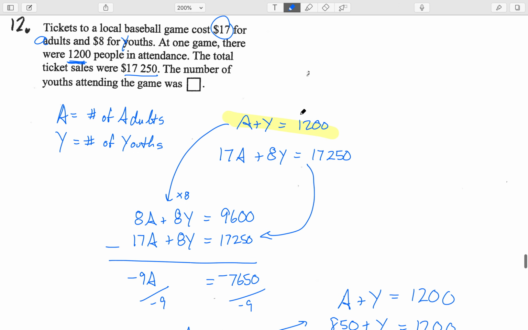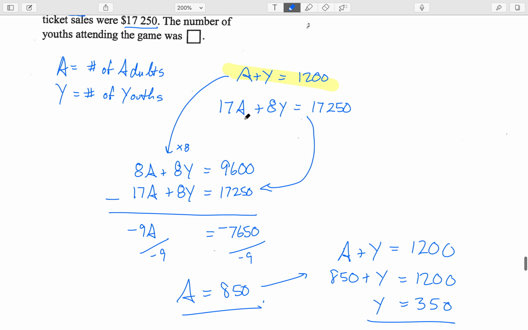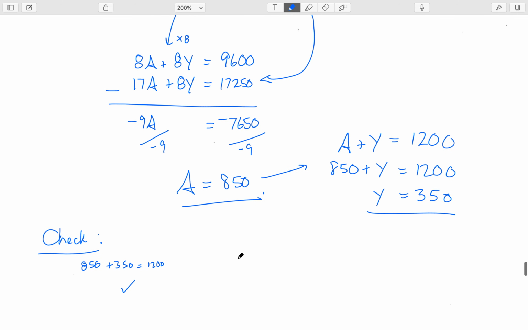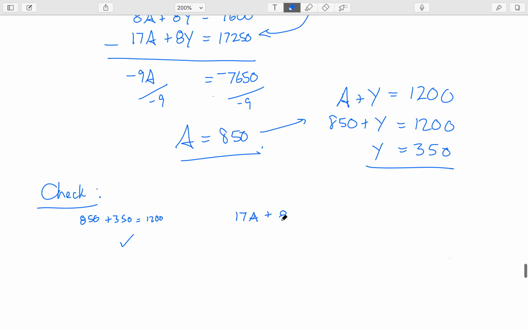Now, I'm checking it in both equations. This is the easy one. A plus Y is 1,200. Yeah, we can tell that. So 850 plus 350 is 1,200. Yeah, that's obvious. That's the easy one. Here's the harder one, the one with the bigger numbers. Okay, so 17A plus 8Y is equal to 17,250. Let's try it.